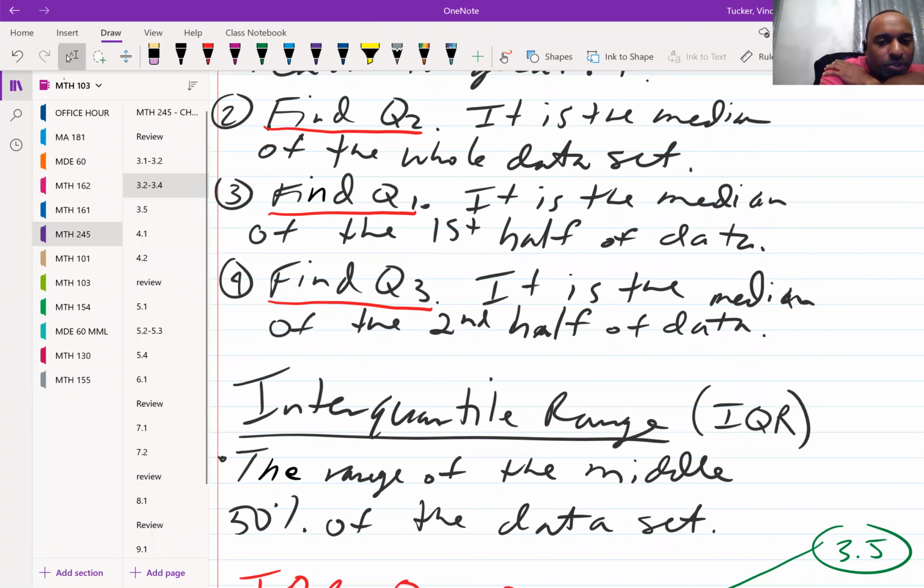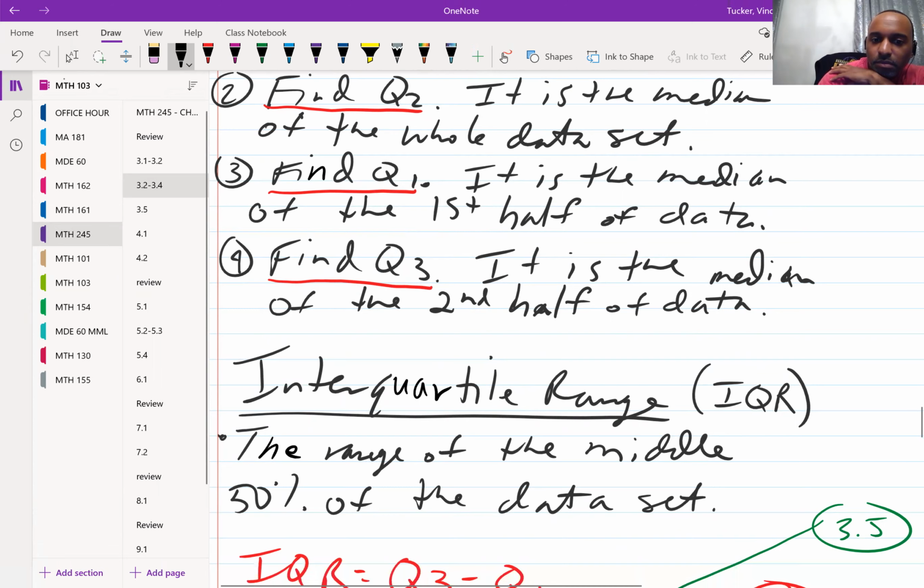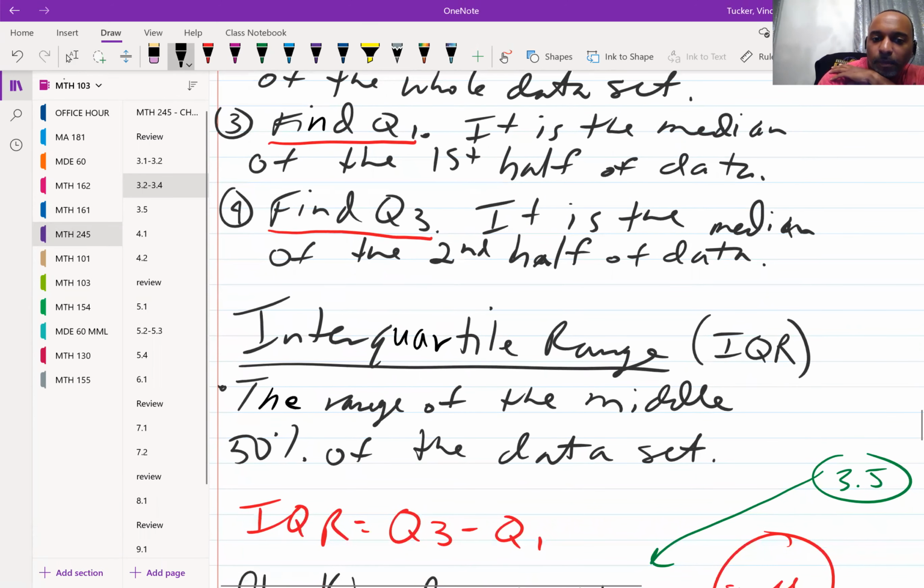So IQR, which is your interquartile range. Let me write that a little better. It's the range of the middle 50% of your data set. You will take Q3 minus Q1. So your quartiles are the third quartile and the first quartile. Subtract them, that will give you your IQR.